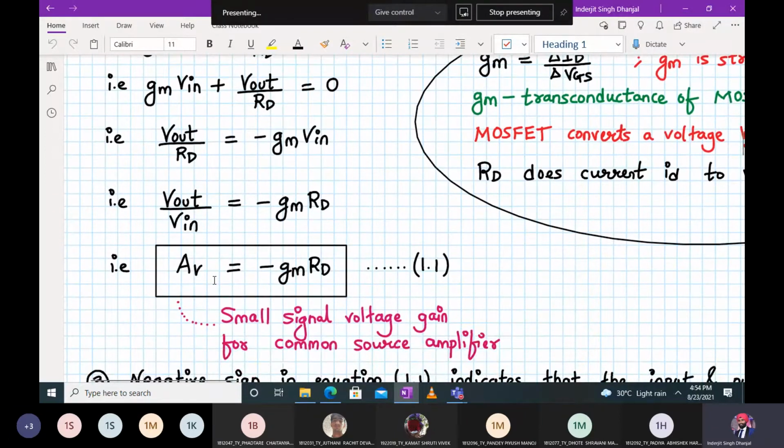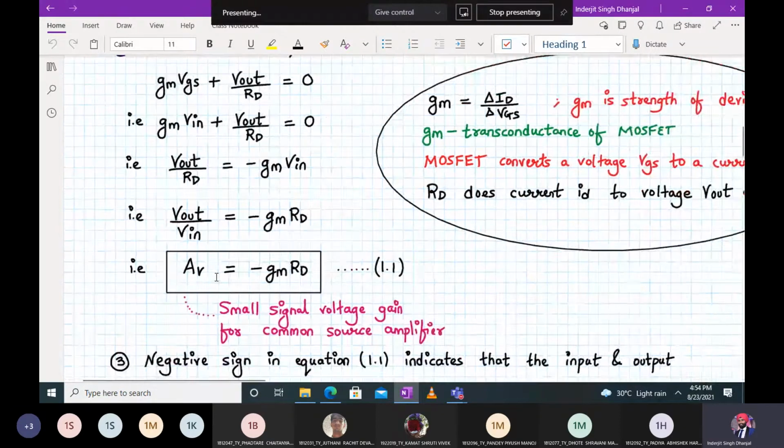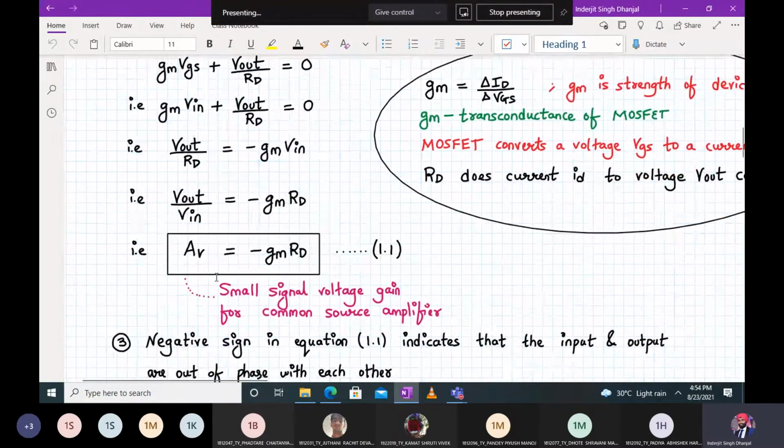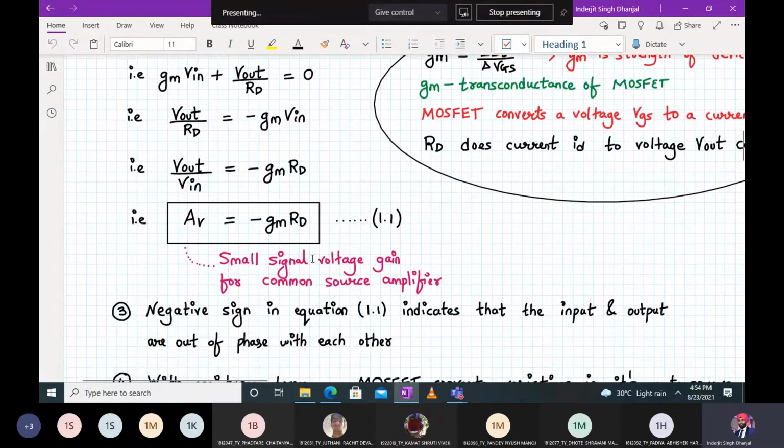You have experienced this formula before, correct? So the small signal voltage gain for a common source amplifier is given by minus gm times RD. What does the negative sign indicate? The negative sign only indicates that the input and output are out of phase with each other.